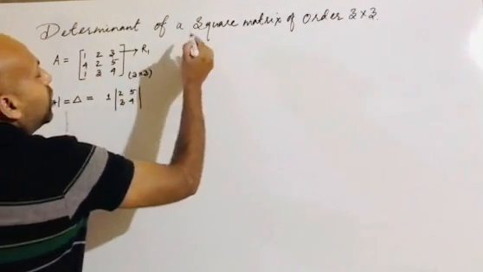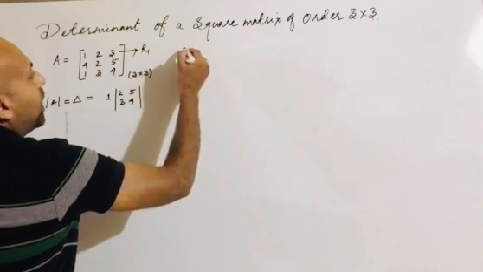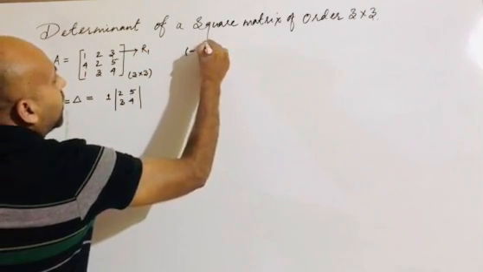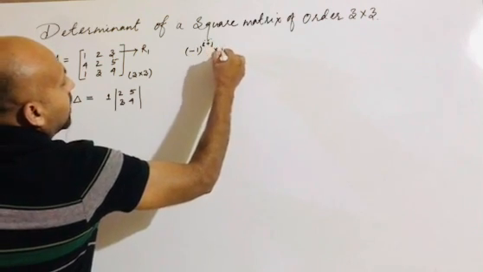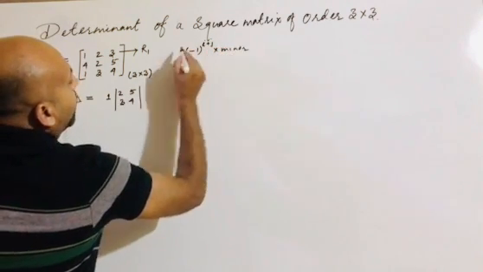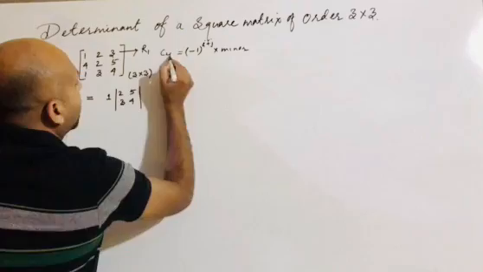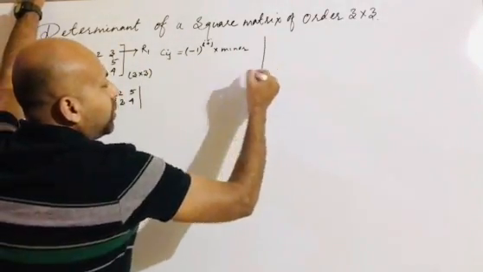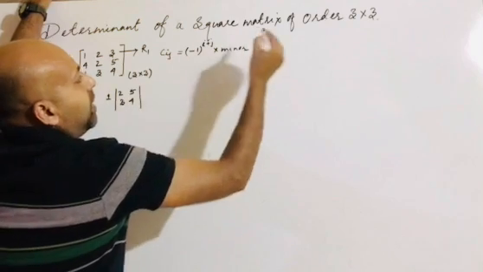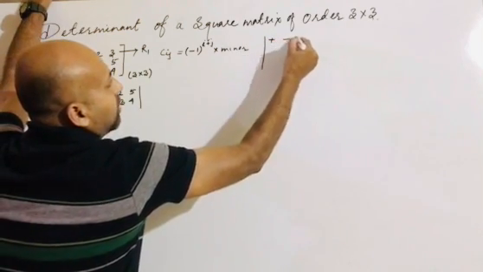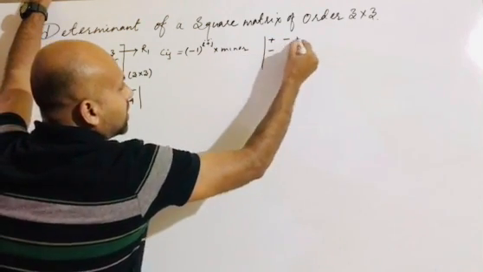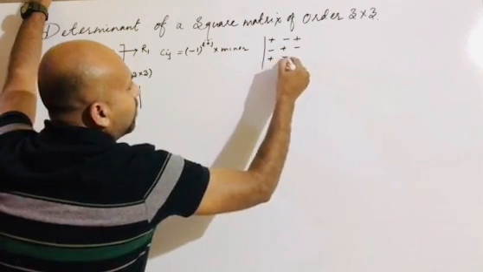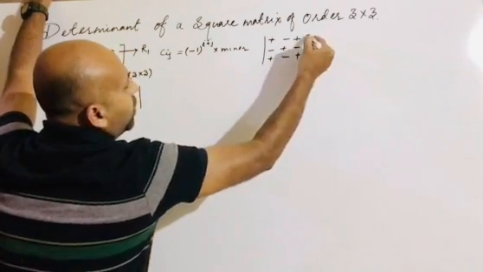Already I have told you, to find the cofactor the formula is minus 1 to the power i plus j, followed by the minor. This is the method to find any cofactor. I have even told you the shortcut for how to go with the sign. The first element's sign will be plus, then minus, plus, then again plus, minus, plus, minus, plus. This is how we are going to take the sign.